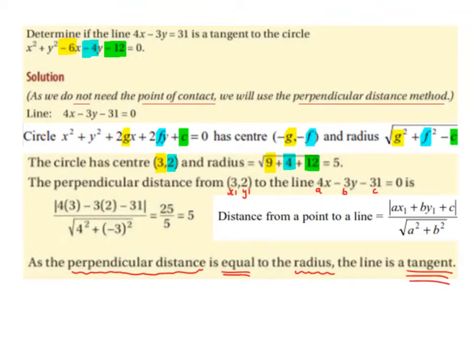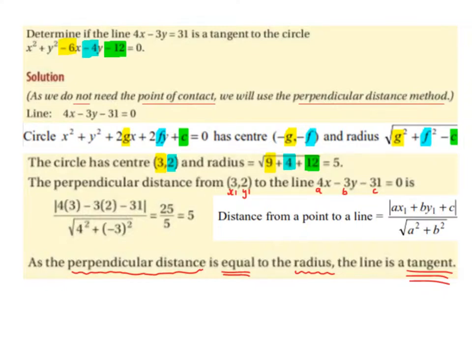Now, another way to work this out is to use the perpendicular distance method. So we take the line, 4x minus 3y minus 31 is equal to 0. So all I've done here is brought that 31 over the equal sign and became minus 31.